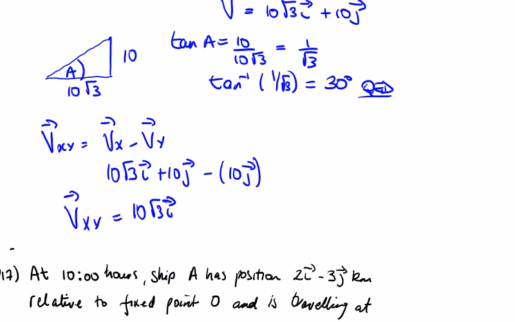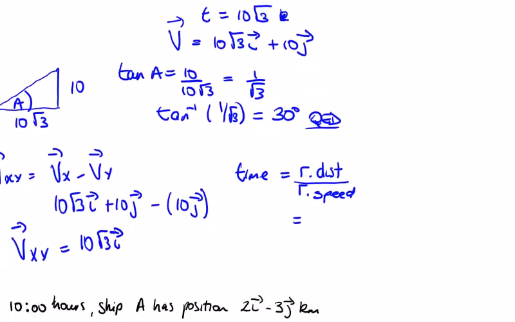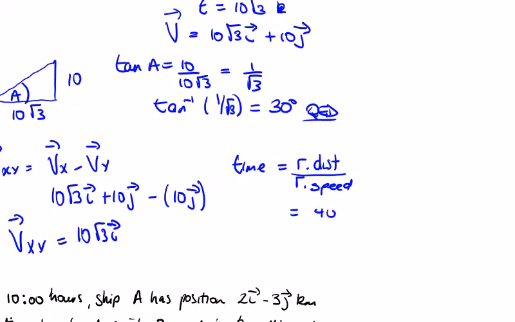So we can say that the relative speed, so my time being my relative distance over my relative speed, is going to be equal to, was it 30 kilometers? 40 kilometers over 10 root 3. And even 4 over root 3 is going to be a decimal, so that's equal to 2.31 hours. And if we convert that to hours and minutes, 2 hours and 19 minutes.